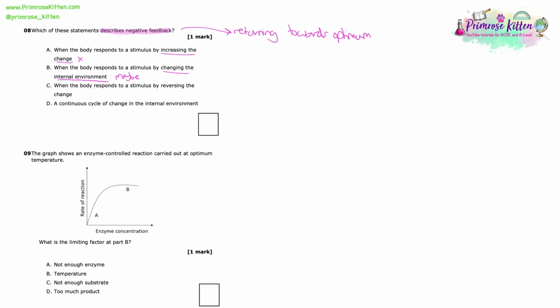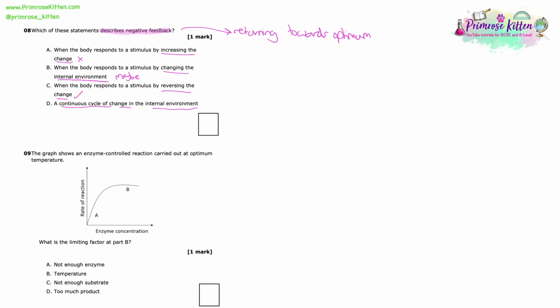When the body responds to a stimulus by reversing the change, yeah. So if it went up, we would bring it back down. That's reversed. If it would go down, we'd bring it back up. That would be reversed. So I think that's fine. Let's check D. A continuous cycle of change in the internal environment.